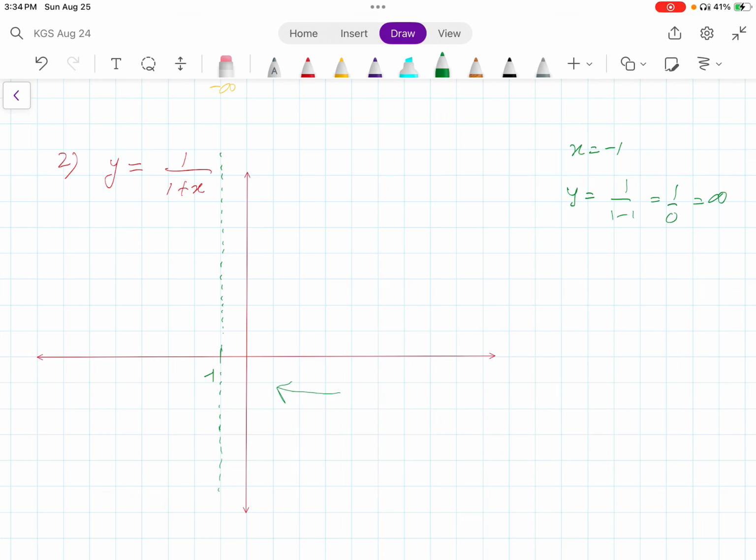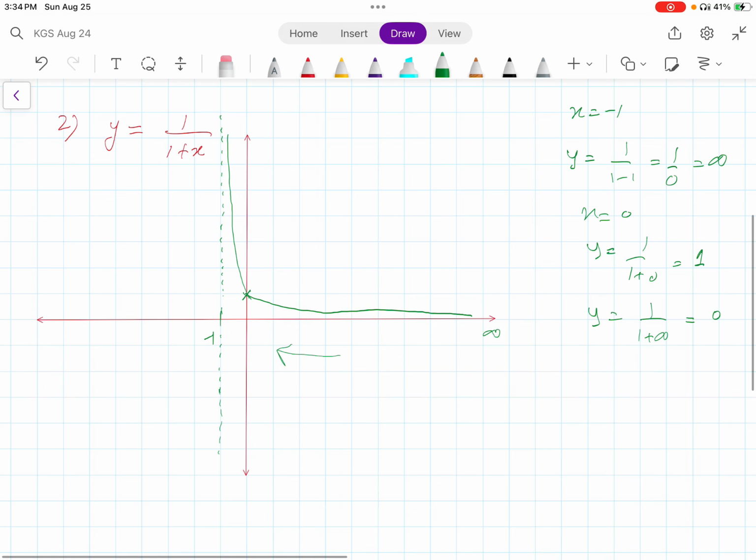Now another thing is the y-intercept. When we plug in x equals 0, we get y equals 1, which is the y-intercept. And as x approaches infinity, y approaches 0. So this is the upper side of the graph, coming from infinity, crossing the y-axis at (0, 1), and then approaching 0 as x gets to infinity.